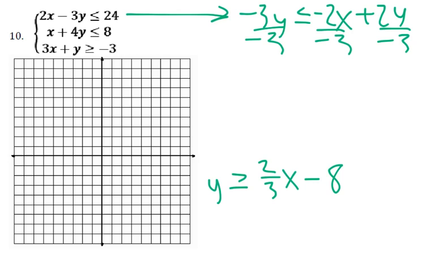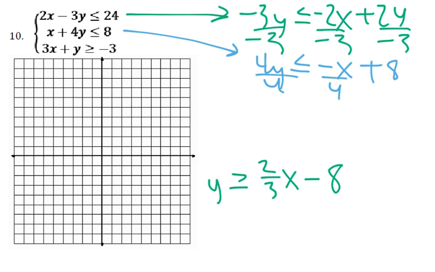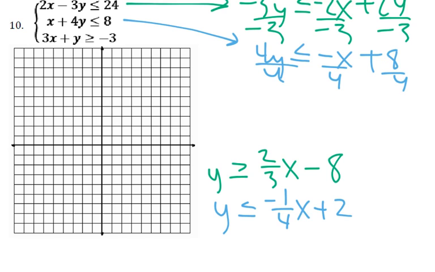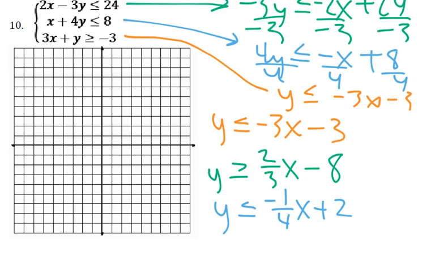Okay. Do this next one. Subtract the x, we get 4y is less than or equal to negative x plus 8. Divide by 4. We get y is less than or equal to negative 1/4 x plus 2. Okay, then we would do this last one. Y would be, if we subtract the 3x, negative 3x minus 3. So y is less than or equal to negative 3x minus 3. Okay, now we graph them.